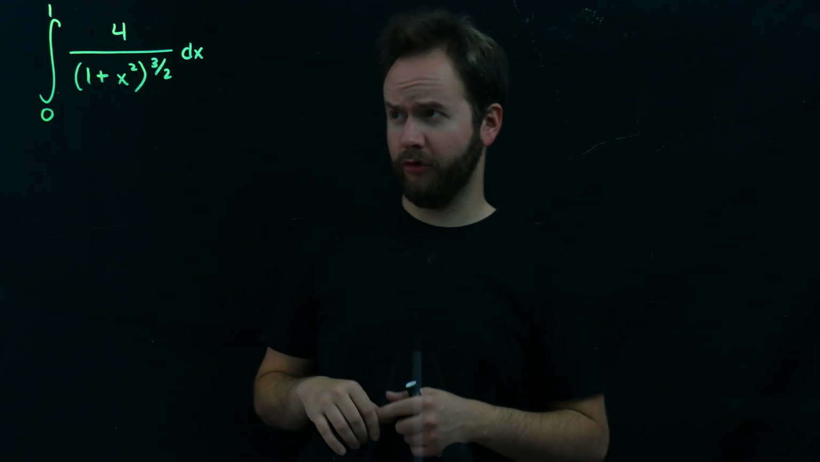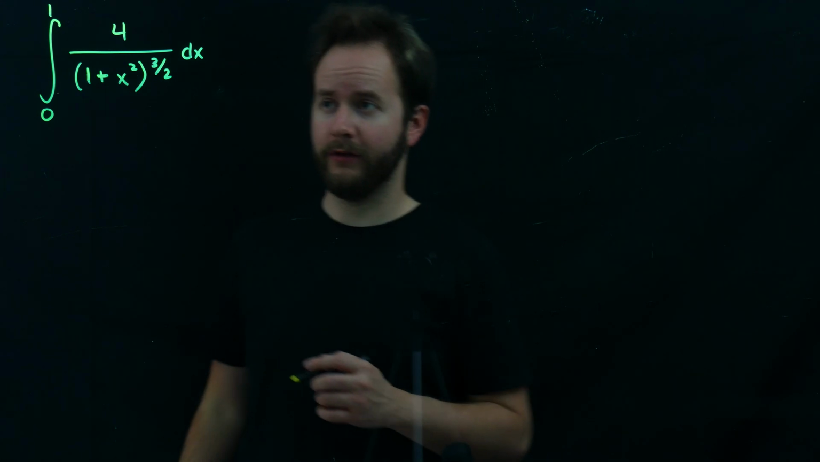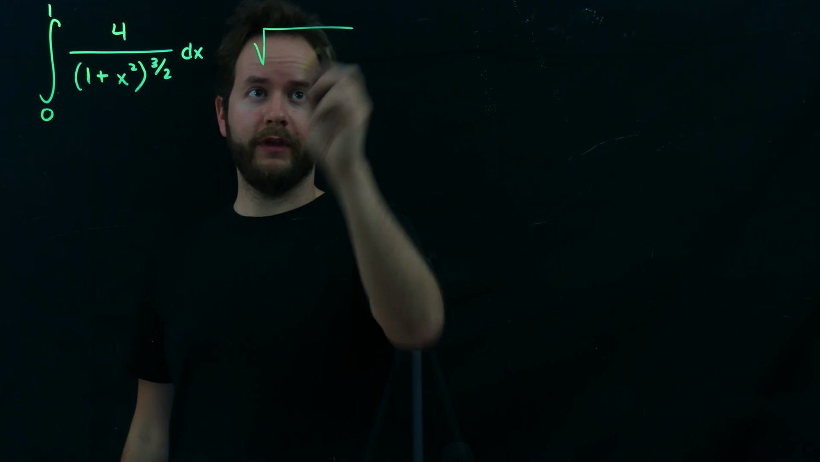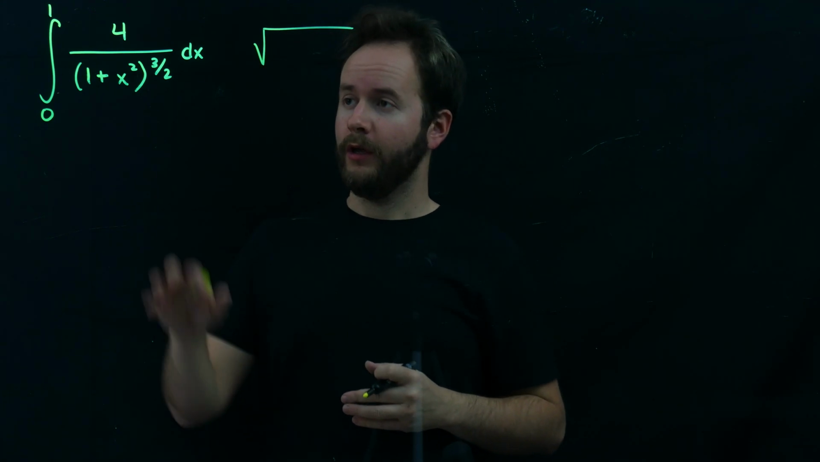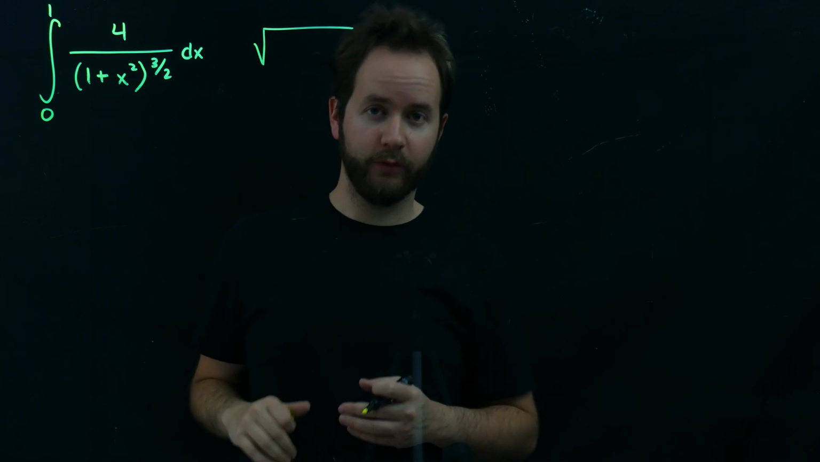Okay, here we have a trig substitution problem. We know it's a trig substitution because we see a 1 plus x squared sitting inside a radical. Now, it's not the usual radical that you expect when you see a square root, but that power of 3/2 really tells us there's actually a square root sitting on this 1 plus x squared.